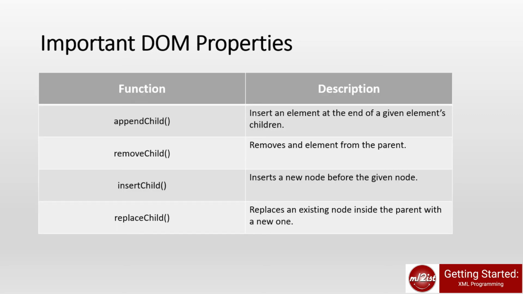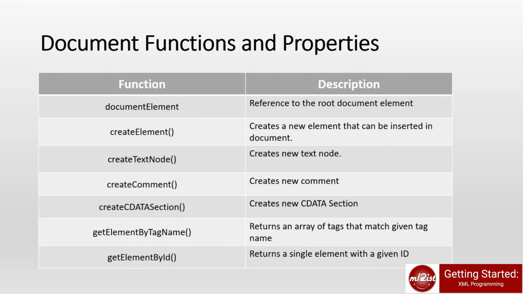There are functions for taking nodes and moving them around in the document. For example, the appendChild function inserts a new node at the end of a given element's existing children. The other functions do what they say. For example, removeChild removes an element. insertBefore inserts a new node before the given node. You can also replace an existing node inside a parent with a new one by calling the replaceChild function.